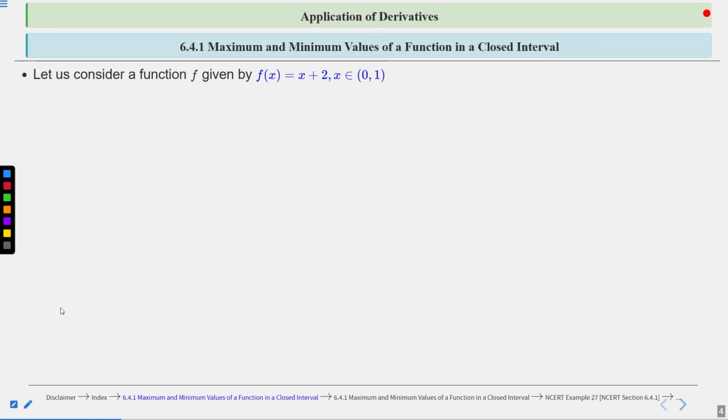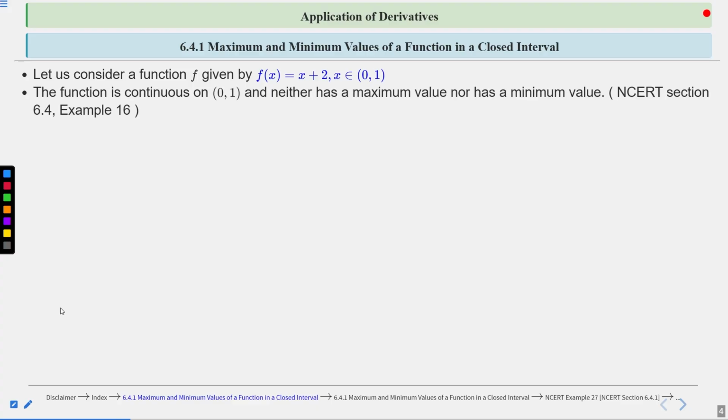Section 6.4.1: maximum and minimum values of a function in a closed interval. Let us consider a function f given by f(x) = x + 2 when x belongs to (0, 1), okay? The function is continuous on (0, 1) and neither has a maximum value, nor has a minimum value, right? You can refer to NCERT section 6.4, example 16.